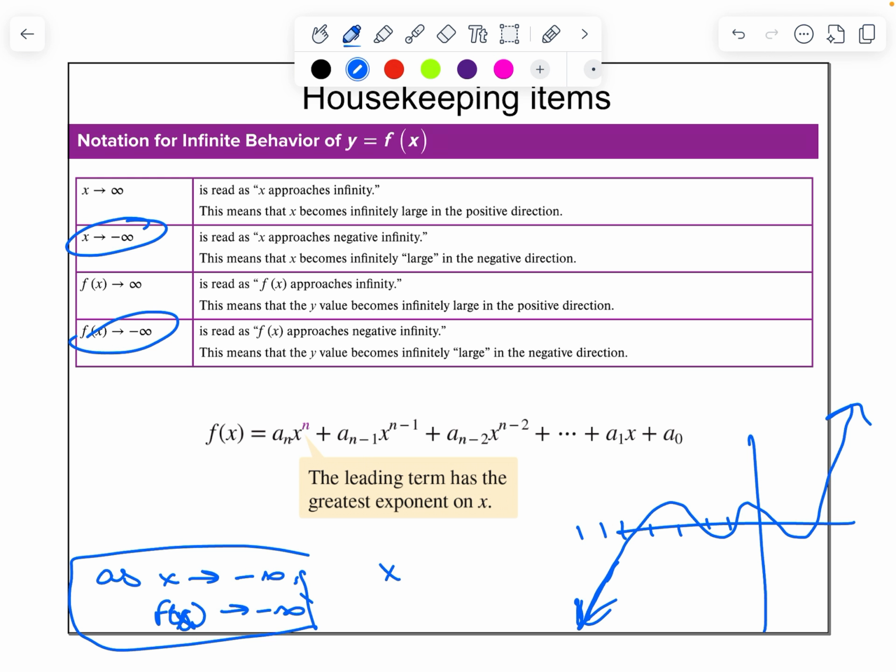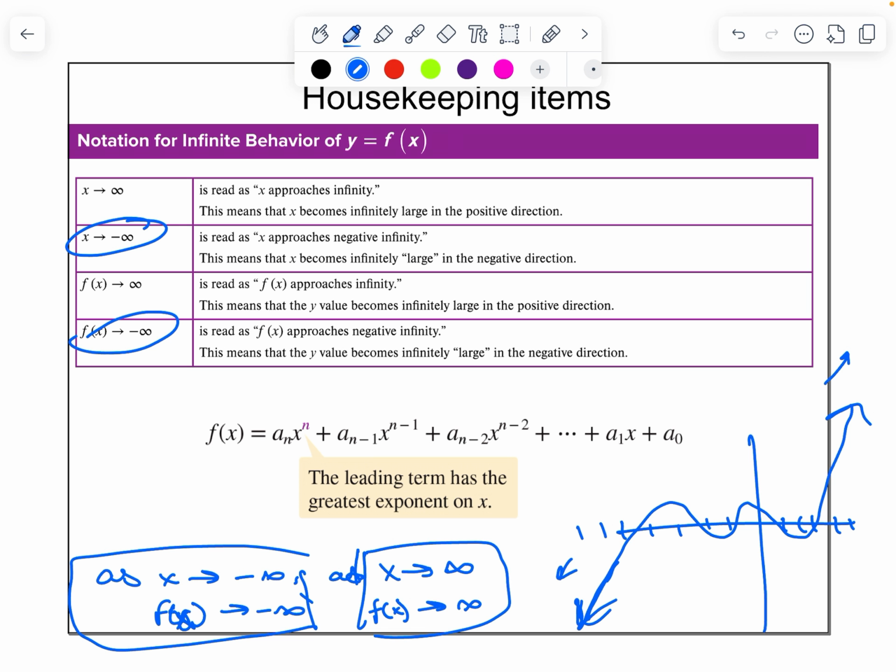As x approaches positive infinity, that'd be 1, 2, 5, 100, 1,000, all the way over to the right. As x approaches positive infinity, y, or f of x, also approaches positive infinity in this graph that I drew. A lot of times we'll just say that they're trending upwards or they're trending downwards. So I would say on this one, the right side is trending upwards, the left side is trending downwards.